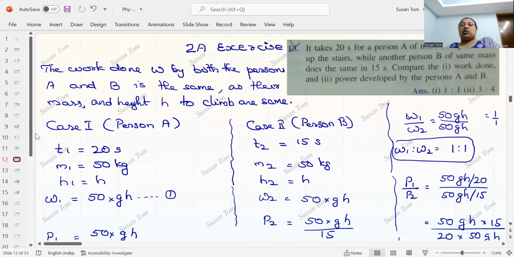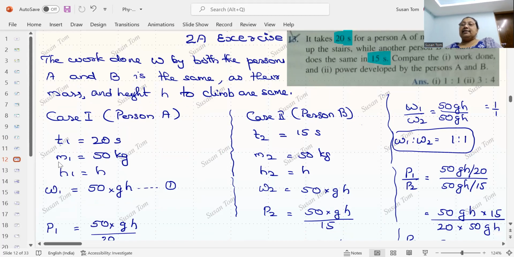Question number 13. It takes 20 seconds for a person A of mass 50 kg to climb up the stairs, while another person B of the same mass does the same in 15 seconds. Compare the work done, power developed by the persons A and B. Comparison question. Since both the persons' mass is the same, the height they have to cover is the same, and at the same place, so acceleration due to gravity also is the same. What we can say is the work done is the same. So 1:1 is to be the answer, but we have to prove it.